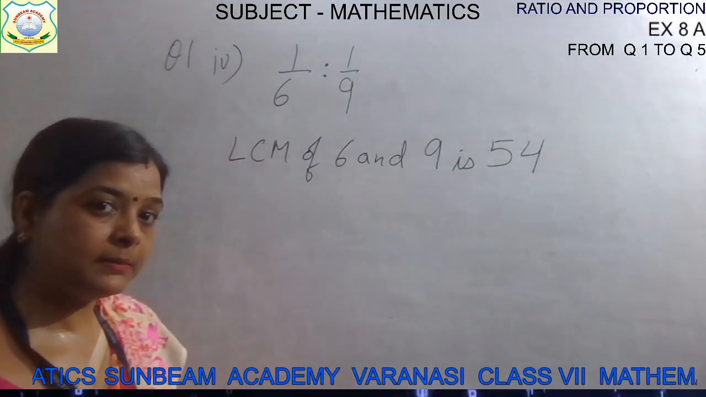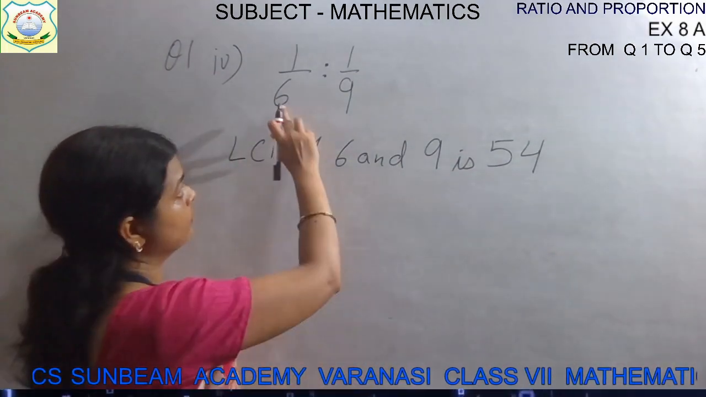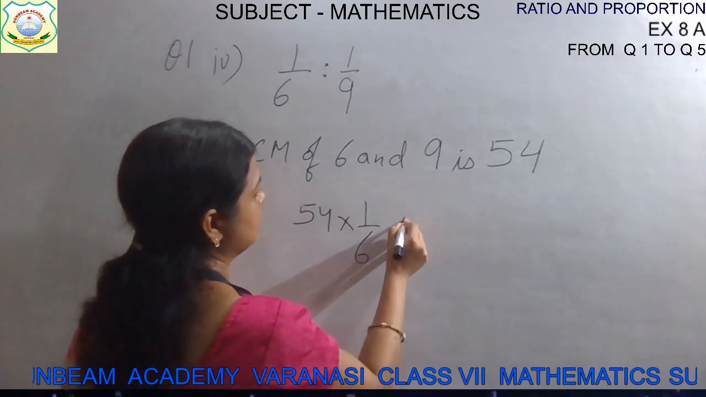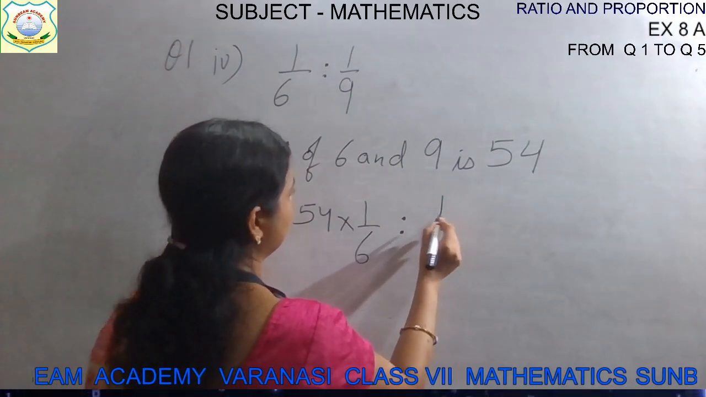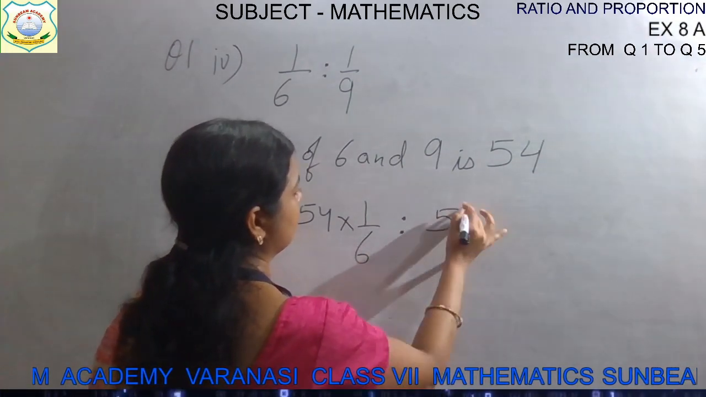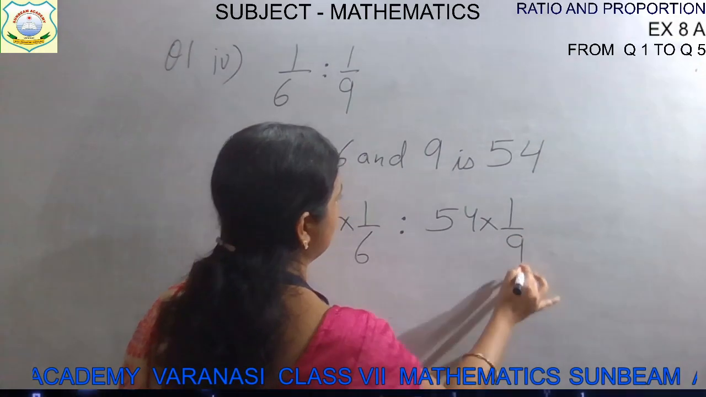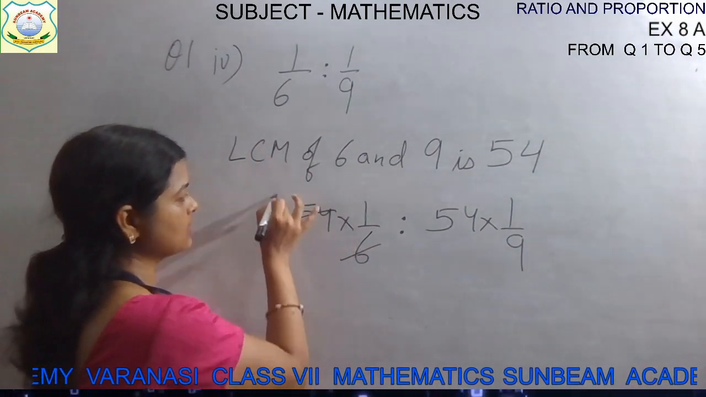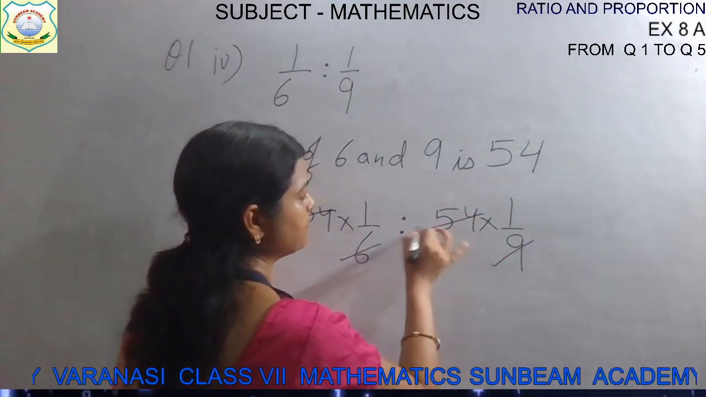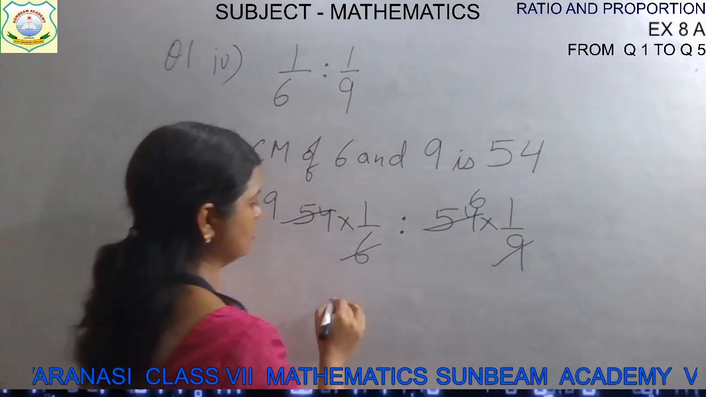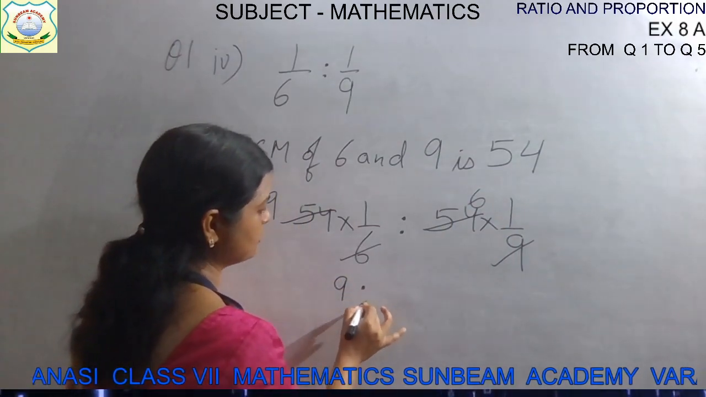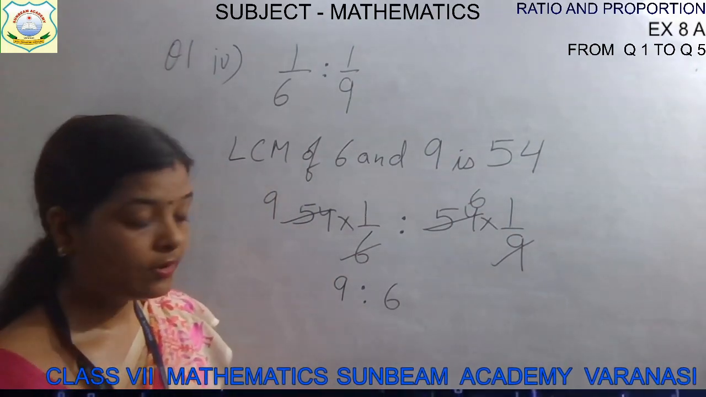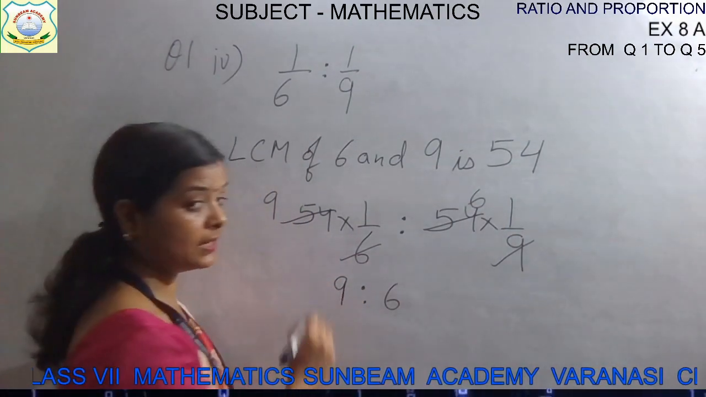Okay, I will multiply 54 with both the numbers. So 54 will multiply with 1/6, and again 54 will multiply with the next part, 1/9. Now simplify, children. 6 9s are 54 and 9 6s are 54. So it will be 9:6. Now, is 9:6 in simplest form?